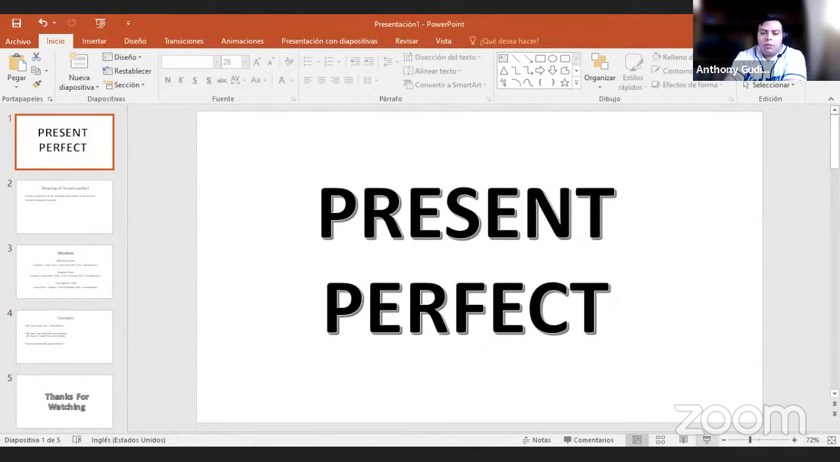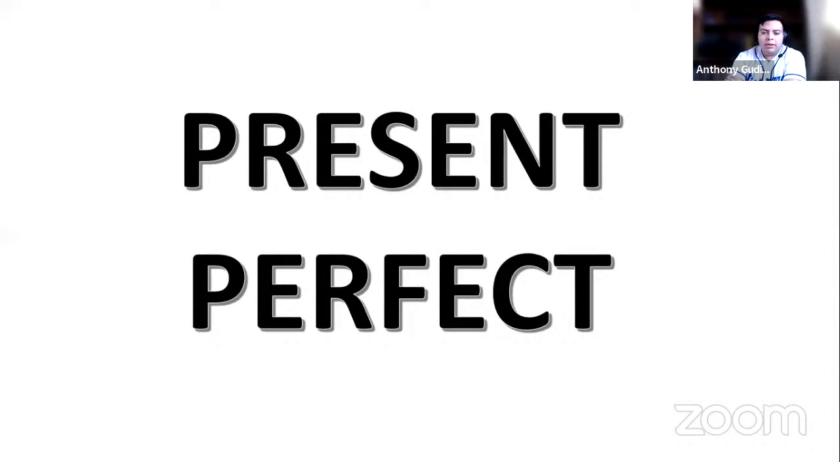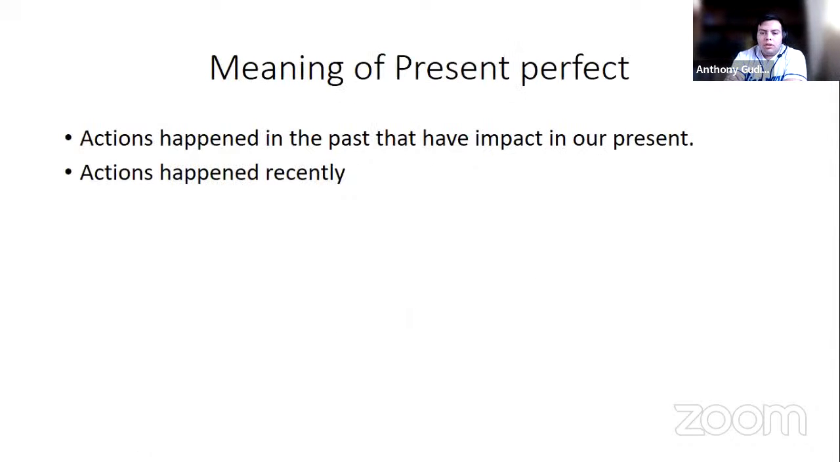Okay, so we are going to talk about present perfect tense. And what does present perfect tense mean? The present perfect tense refers to an action or a state that occurred at an indefinite time in the past, or in other words, as we can see in the slide, actions that happened in the past that have an impact in our present. Actions that happened recently.